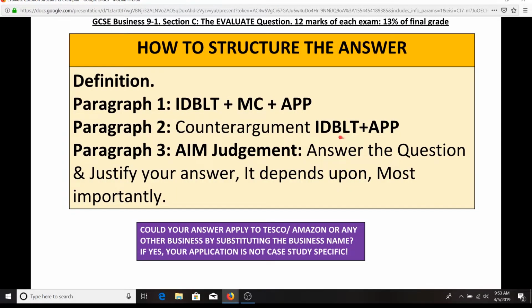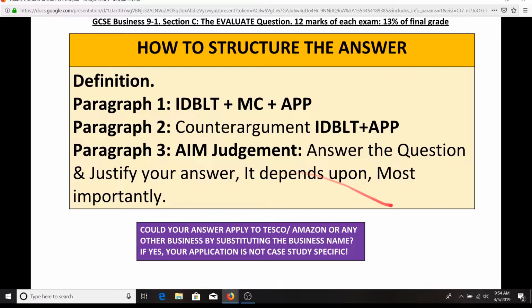Now, if we then move on to actually how to structure the answer, we can see this is what we've got to do. Provide a definition, and provide that definition in context, then start with your first paragraph: ID, BLT plus MC. You need 5 strands of analysis in here, plus 2 pieces of application. Include your counter argument, and then just shorten that, so not as long as this one: ID, BLT plus another piece of application, and then your aim judgment.